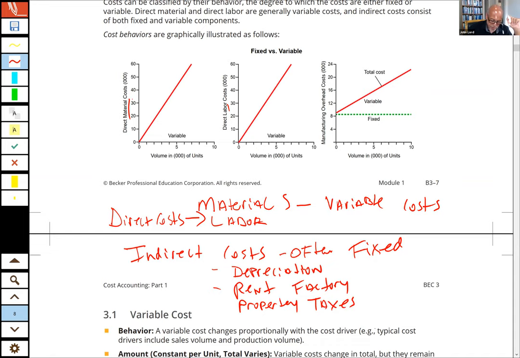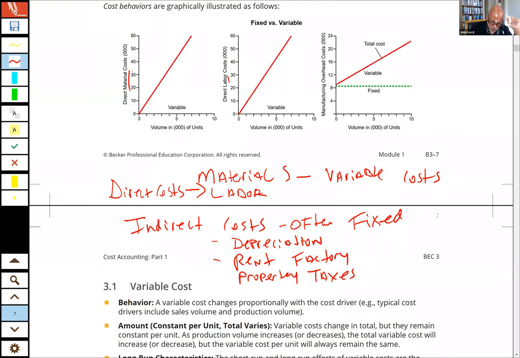But you can also have a category of costs called mixed. Mixed costs tend to have both variable and fixed components to them, okay? So what happens with the mixed costs? Maybe our utilities might be mixed. Probably our indirect labor and indirect materials, I guess we could say, are mixed a little bit.